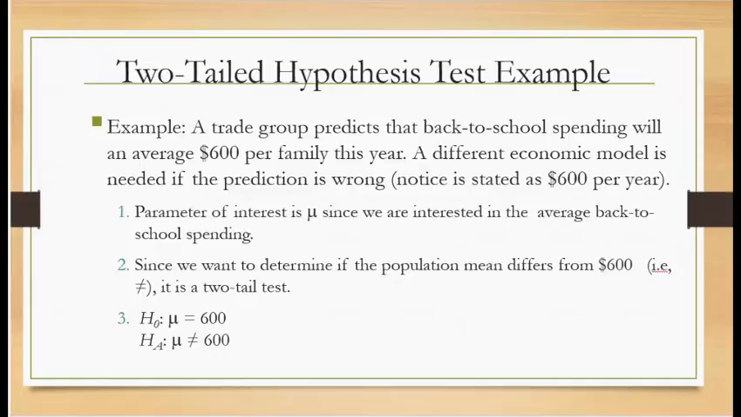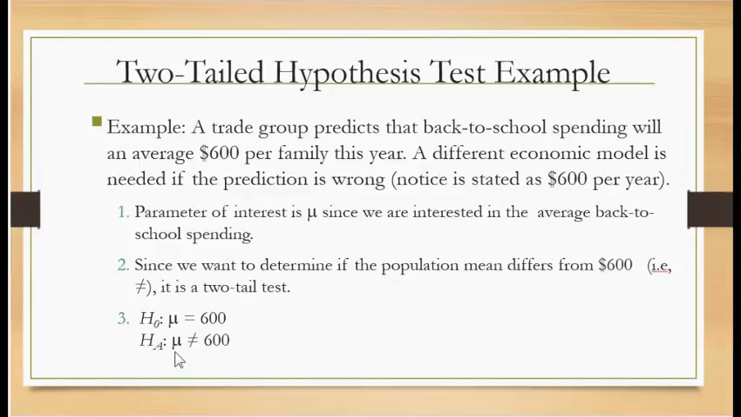And this is a pretty basic example. A trade group predicts that back-to-school spending will be on average $600 per family. A different economic model would be needed if the prediction is wrong. So basically, this is a two-tailed hypothesis test suggesting that the spending is going to be $600 per family. We're not talking about greater than or less than. We're saying each family is going to spend exactly $600. So our null would be that the spending is 600, and our alternative would be that the spending is not 600. That's how we would set this up.